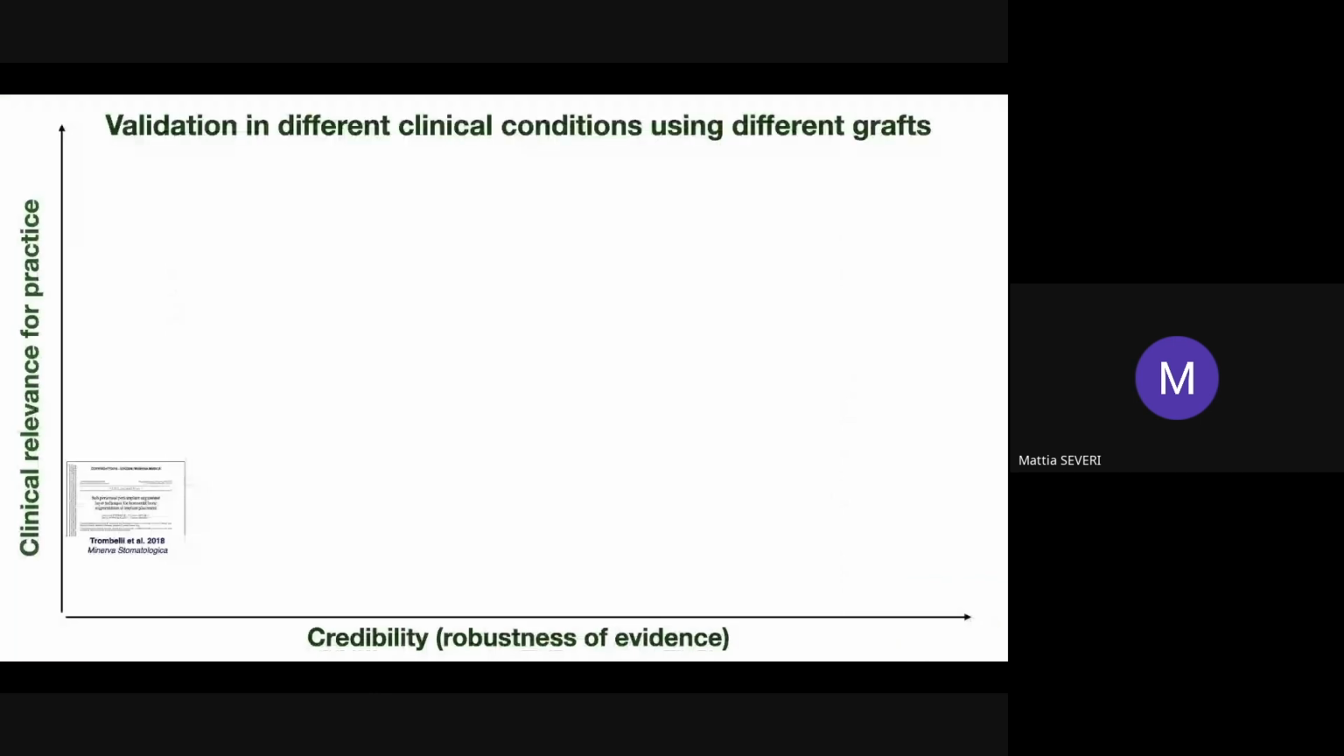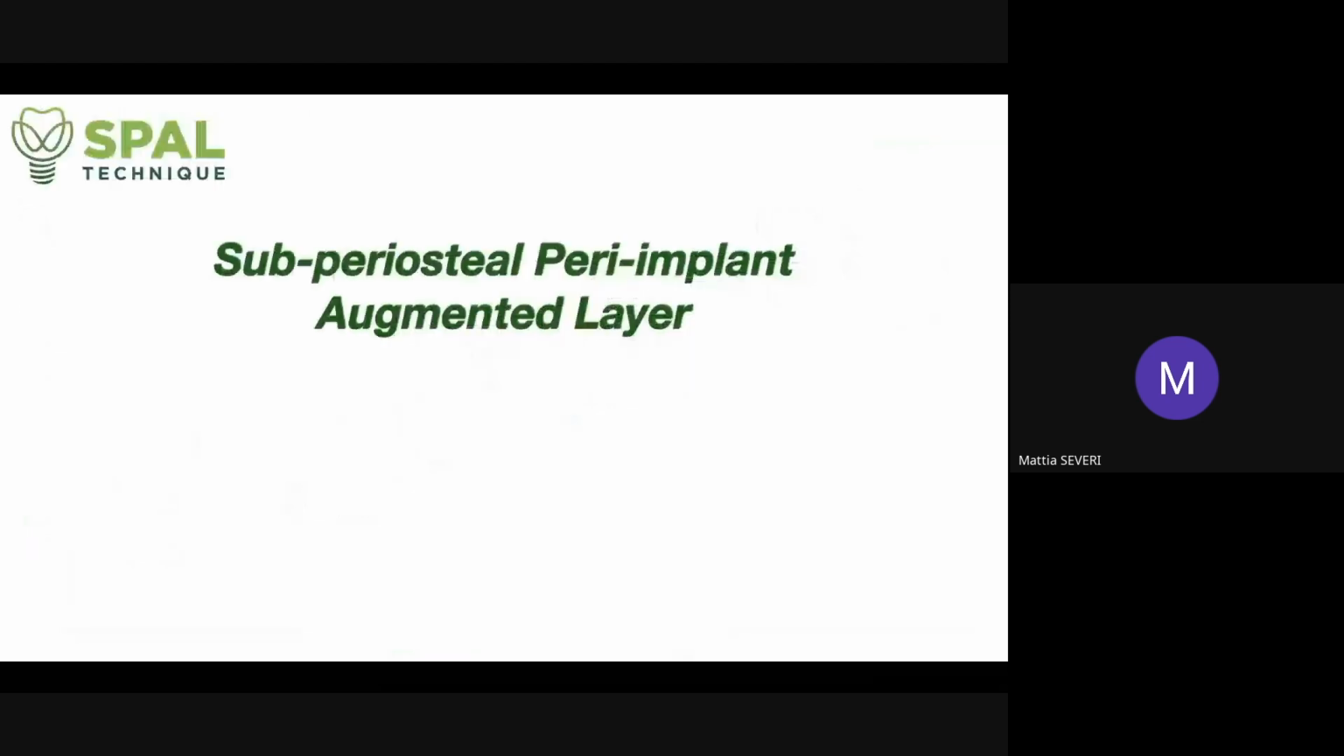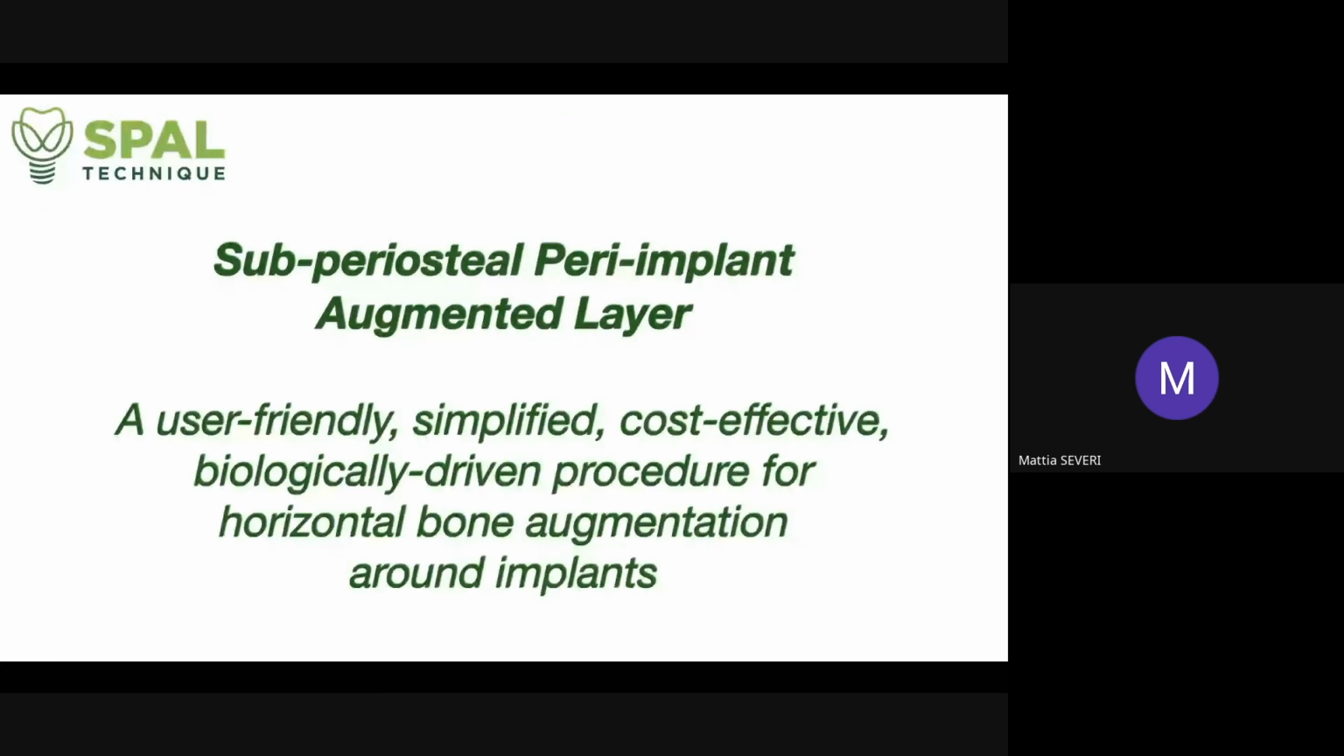So all this stuff that I've shown you in this presentation is condensed in this series of publications we performed over the last 7 years, but we started to perform the technique much earlier than that. We started in 2015. We wanted to be sure that the technique works before starting publishing about it. And overall, we can finally say that the SPAL technique is a user-friendly, simplified, cost-effective, biologically driven procedure in order to horizontally augment bone around implants.